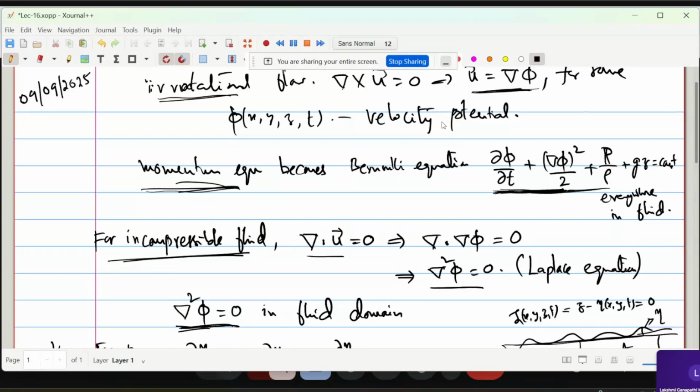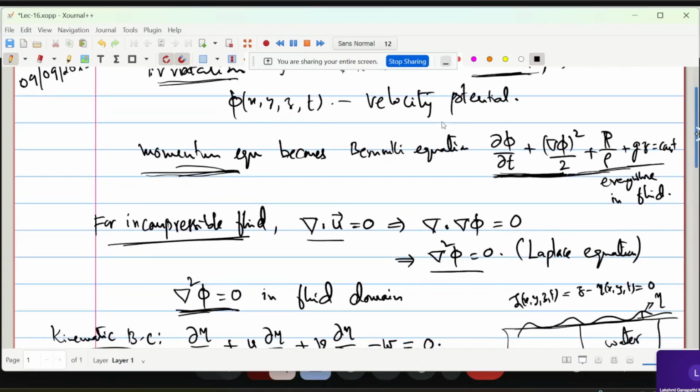So p1 corresponds to phi1, p2 corresponds to phi2, but p1 plus p2 does not correspond to phi1 plus phi2, because it is not linear. That is the advantage of this Bernoulli equation: you can actually get your p in terms of this phi.